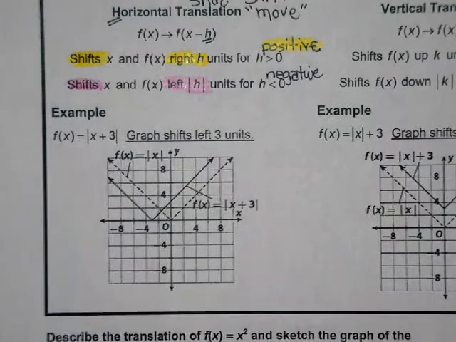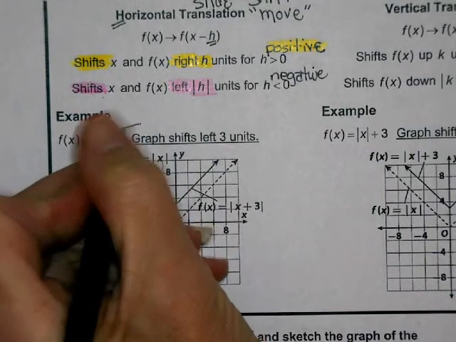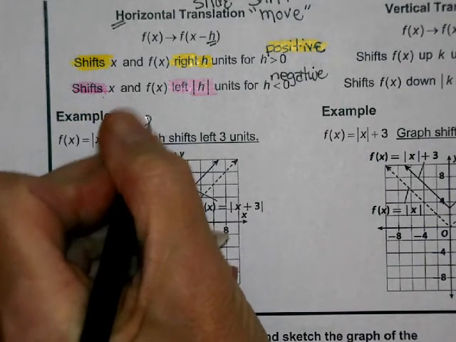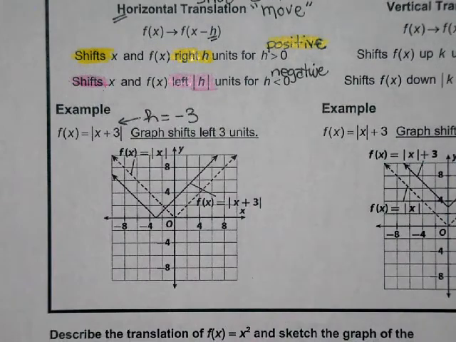So I'm just going to go down here to this example. You see this? H is a negative 3.